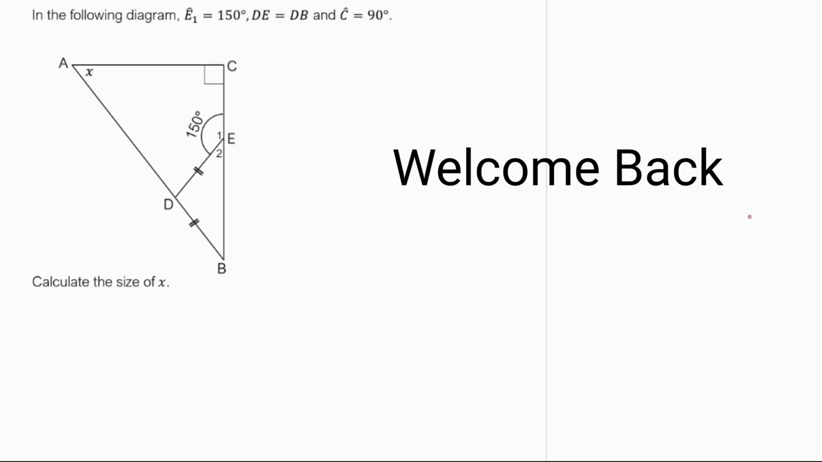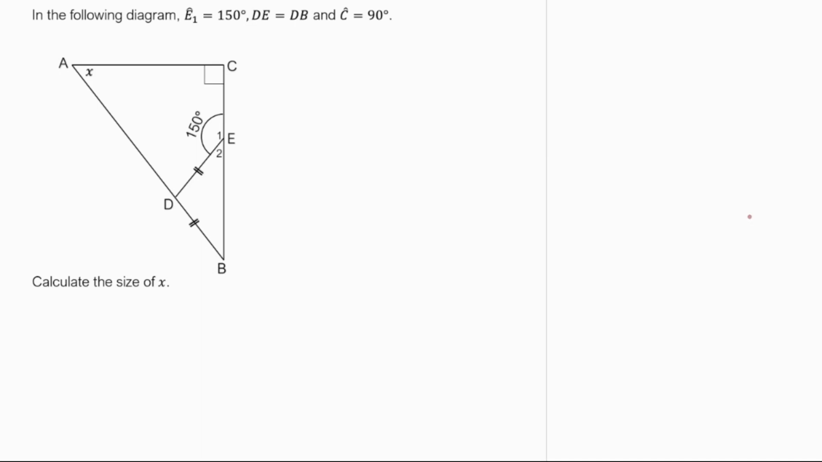Right, let's do this question. In the following diagram, angle E1 is 150 degrees. DE is equal to DB. It means here DE is equal to DB. And then angle C is 90 degrees. This is angle C, which is 90 degrees. Calculate the size of X.